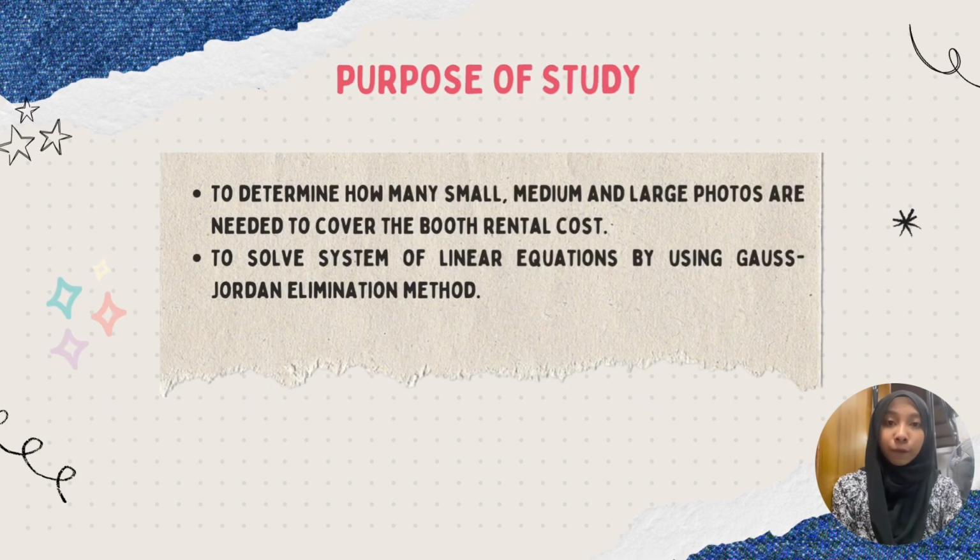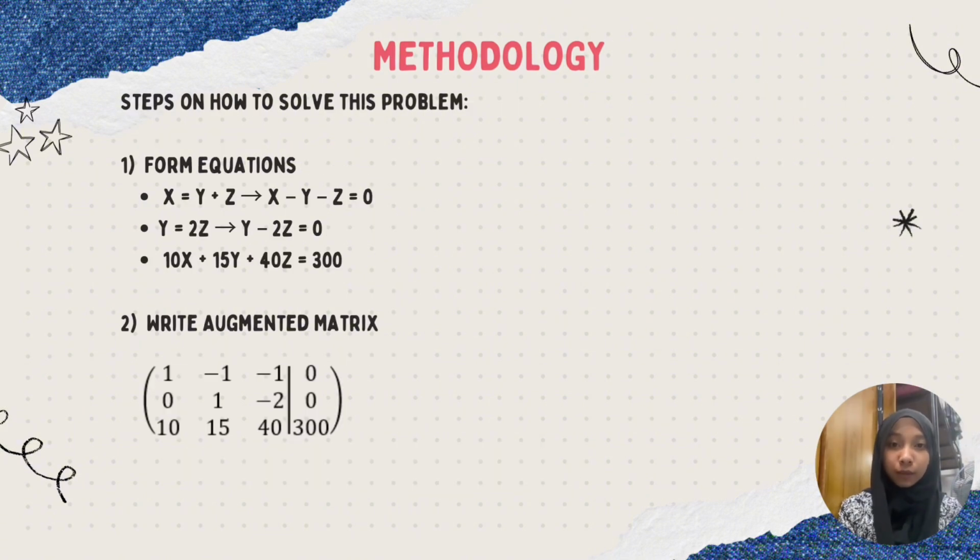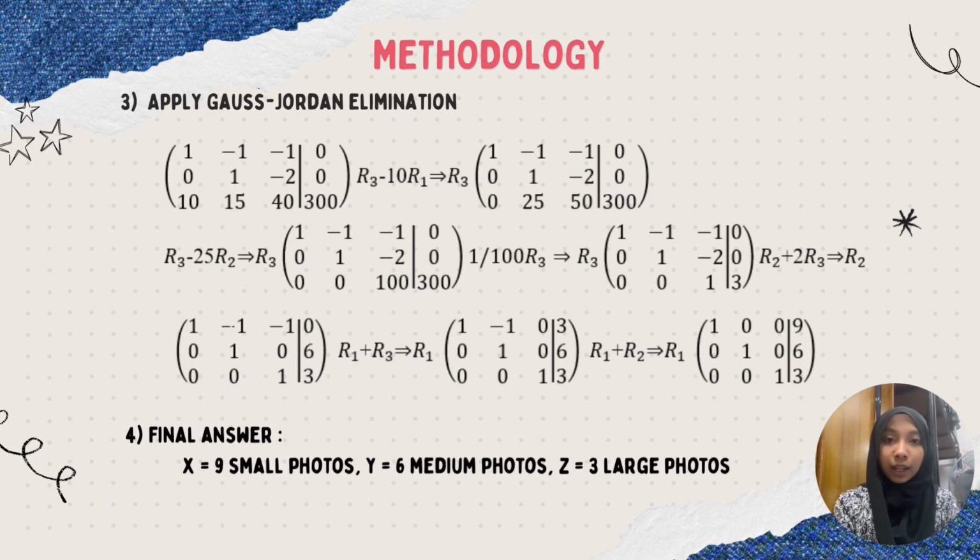The purpose of the study is to determine how many small, medium, and large photos are needed to cover the booth rental cost. Second, to solve the system of linear equations by using the Gauss-Jordan elimination method. Firstly, we let x equal the number of small photos, y equal the number of medium photos, and z equal the number of large photos. Next, we form the equations from the information given and write them in an augmented matrix. Then, by applying the Gauss-Jordan elimination method, we find x equals 9 small photos, y equals 6 medium photos, and z equals 3 large photos.